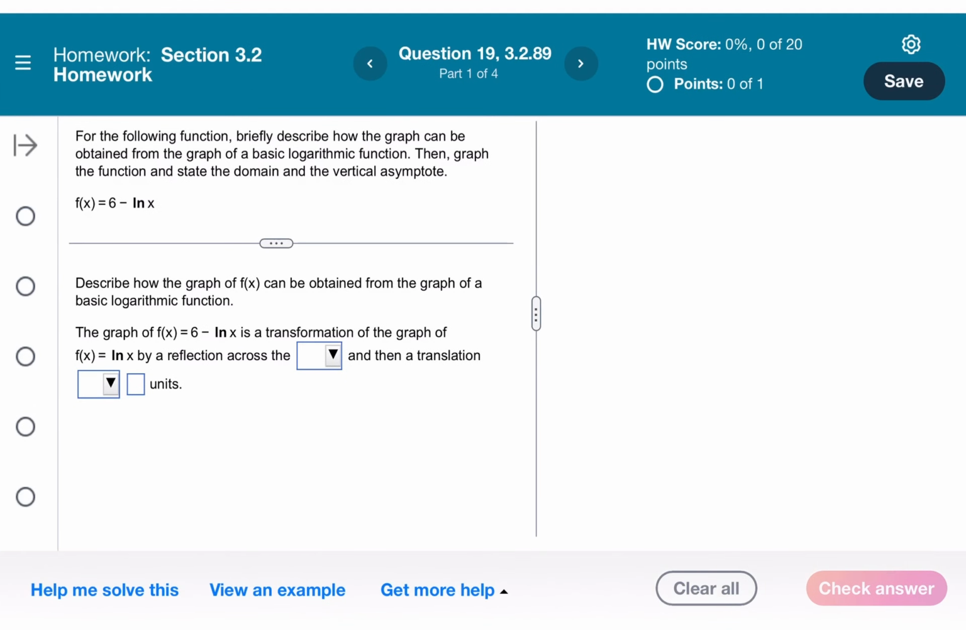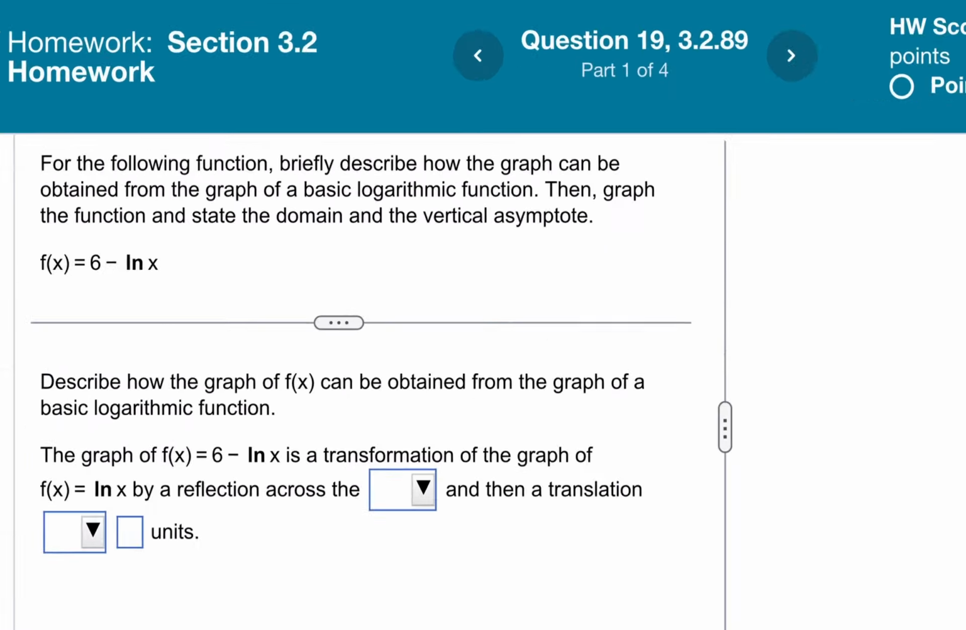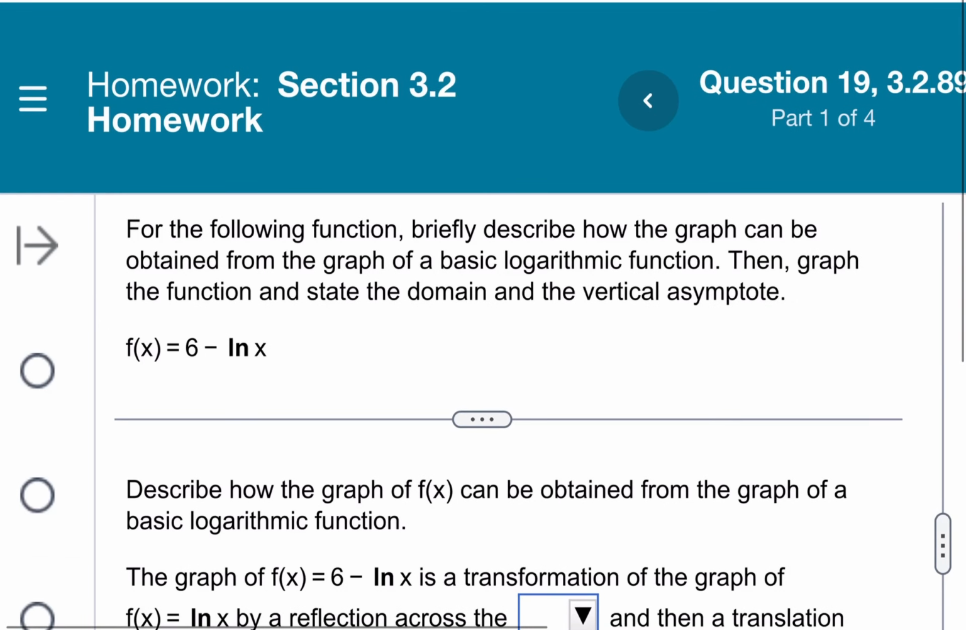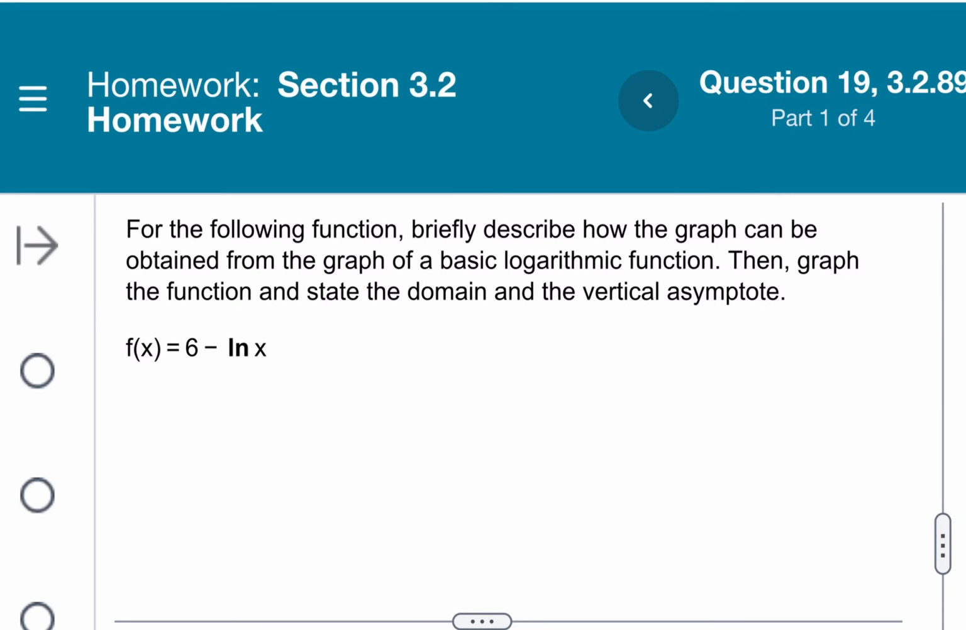We have the following question that comes from College Algebra 2, section 3.2. It's question number 19 in the homework for section 3.2, and out of the textbook it comes from section 3.2, question 89. Let's see.